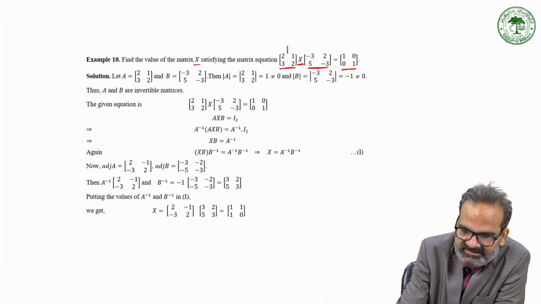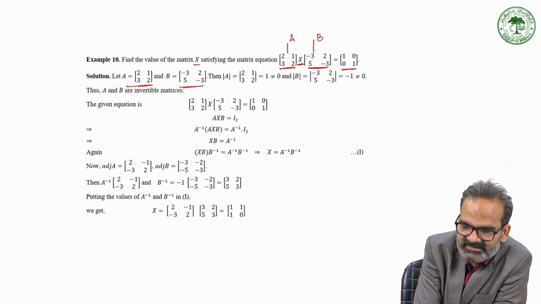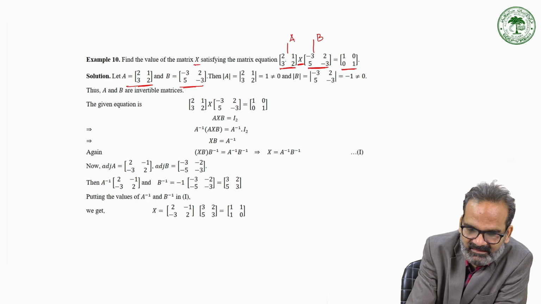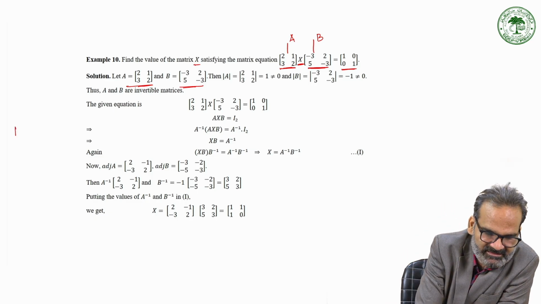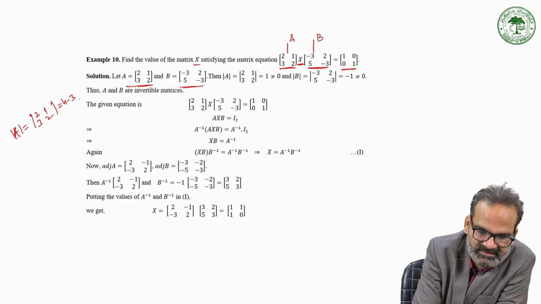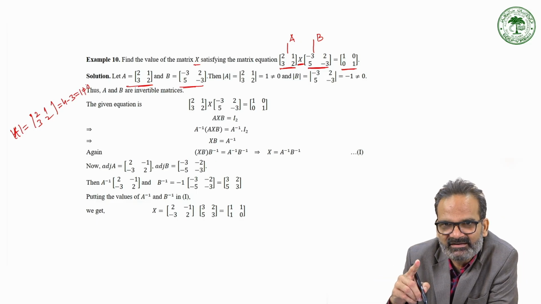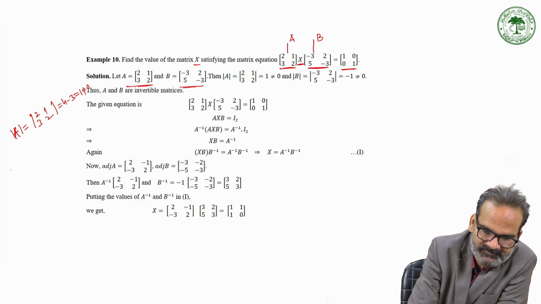We have taken this matrix as A, for example, and this matrix as B, right? Let A be equal to the first matrix, 2, 3, 1, 2, and B equal to the third matrix. Then what is the determinant of A? The determinant of A will be 2, 3, 1, 2, and it is 4 minus 3, which is equal to 1, and this is not equal to 0. It means A inverse will exist because the determinant of A is not equal to 0.